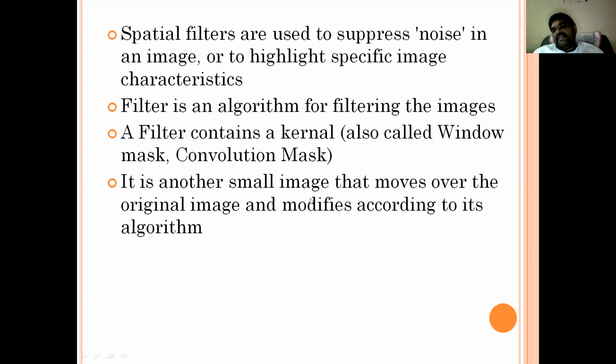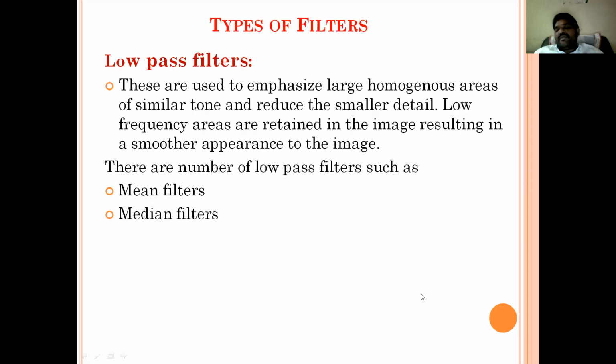What is a filter? A filter is an algorithm for filtering the images. The filter contains a kernel, also called a window mask or convolution mask. It is another small image that moves over the original image and modifies it according to its algorithm. This is the original image and this is the kernel, the small image moving on the original image. We will see how it is working.